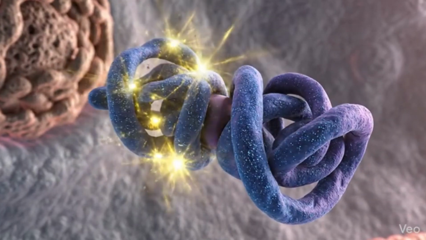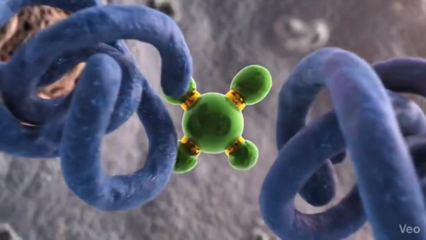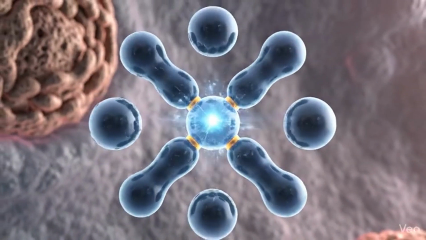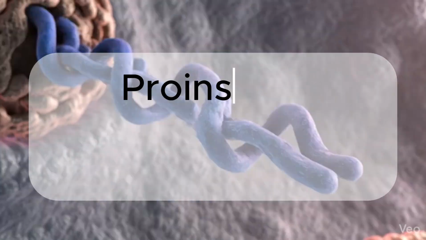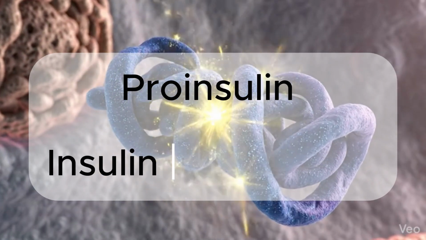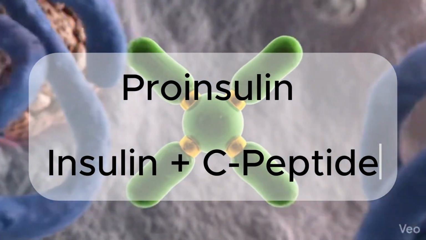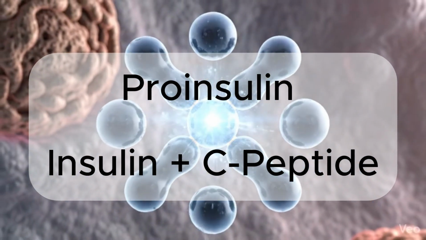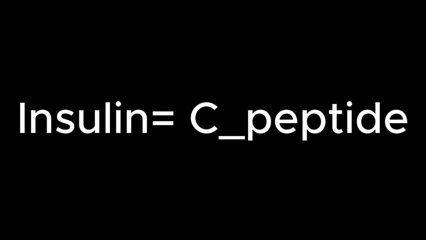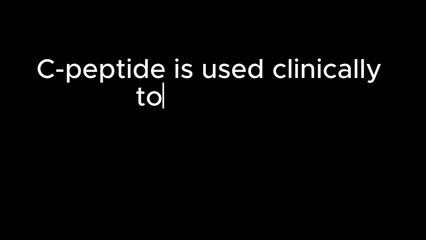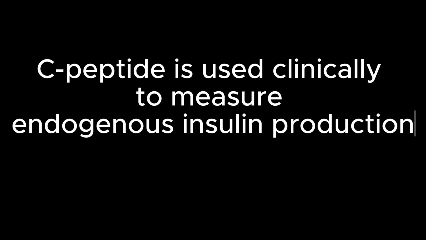disulfide bonds. It is always synthesized as preproinsulin, which is converted into proinsulin and finally into insulin and C-peptide, and they are both released from the pancreatic beta cell in equal amounts. C-peptide is used clinically to measure endogenous insulin production.